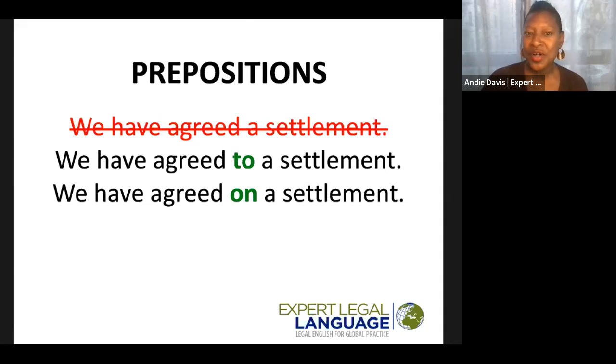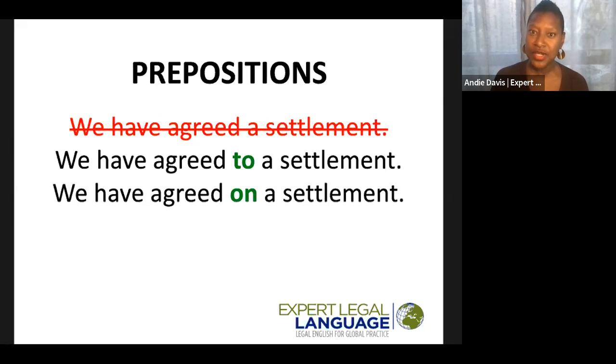And one more small detail that I'd like to point out here is that there is a slight difference in nuance between agreeing to something and agreeing on something. So in this example here, we have agreed to a settlement. The nuance emphasizes the fact that you have agreed. If you say we have agreed on a settlement, there's a slight shift in understanding that you're now about to describe perhaps the terms of that settlement.